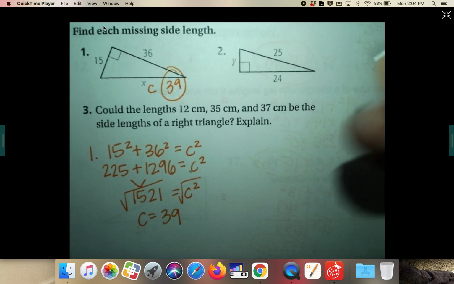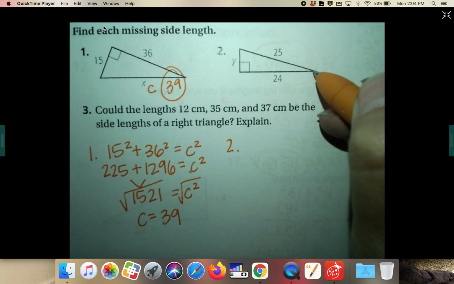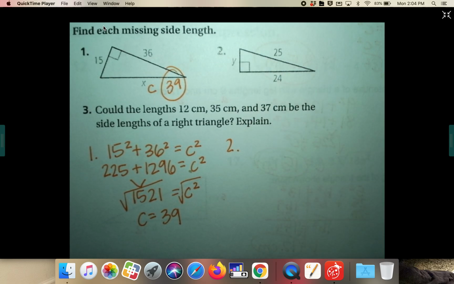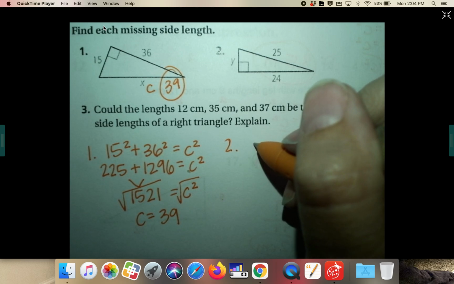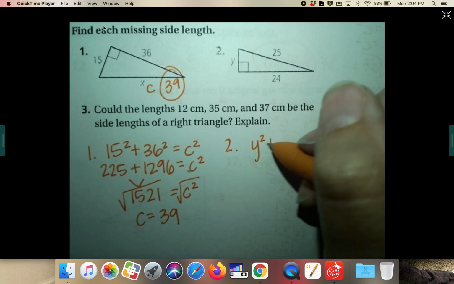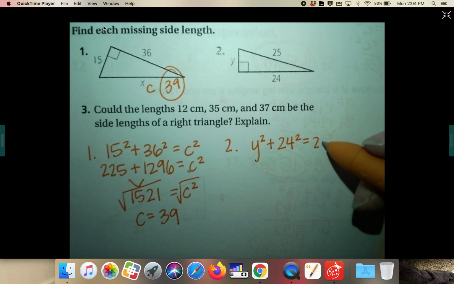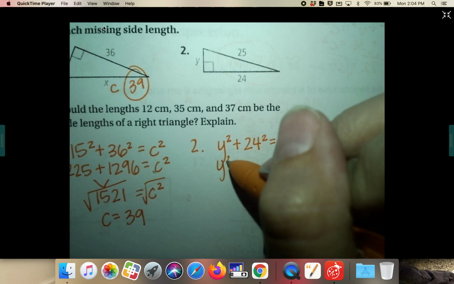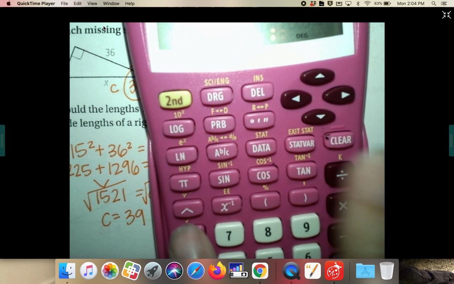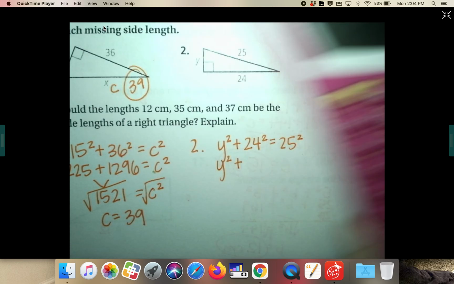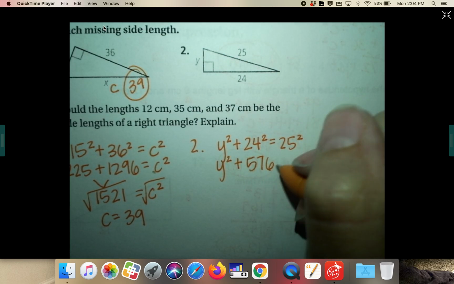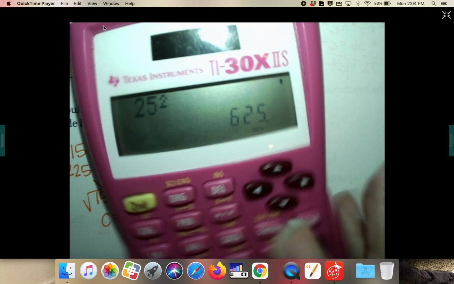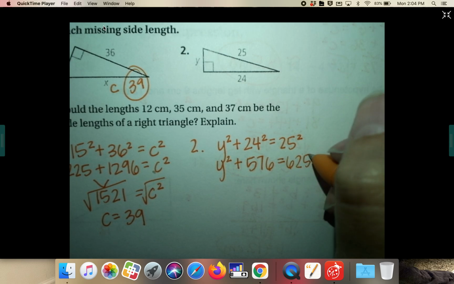All right, in the second one, we are given the hypotenuse, and we're missing one of the legs. And again, it doesn't matter if that's A and that's B, or if that's B and that's A. So I'm just going to use y, in fact. y squared plus 24 squared equals 25 squared. And I could have changed that to A or B, it doesn't matter. So y squared is what we don't know. 24 squared is 576. And 25 squared is 625.